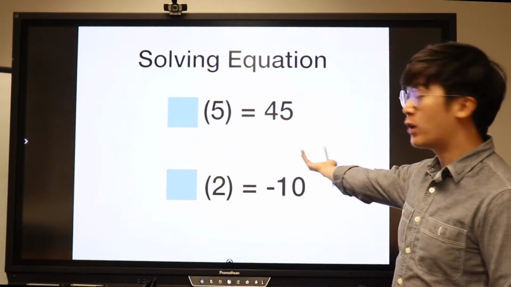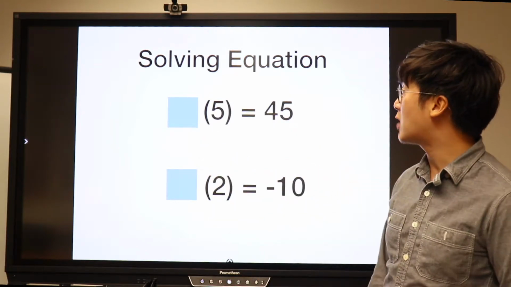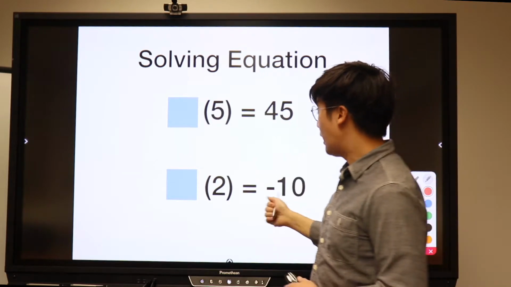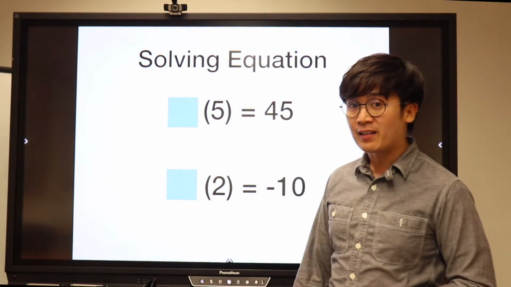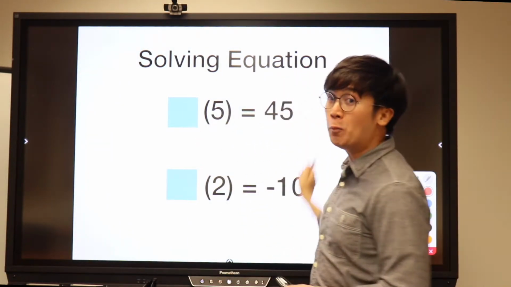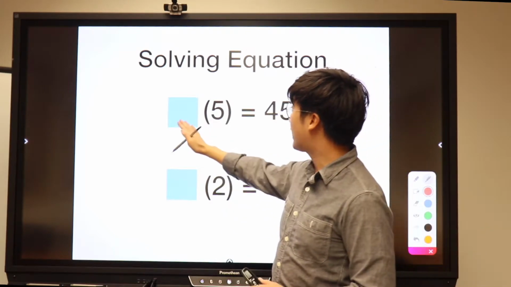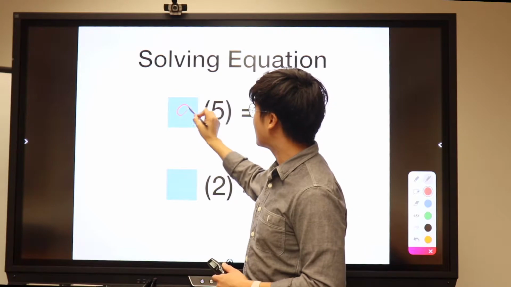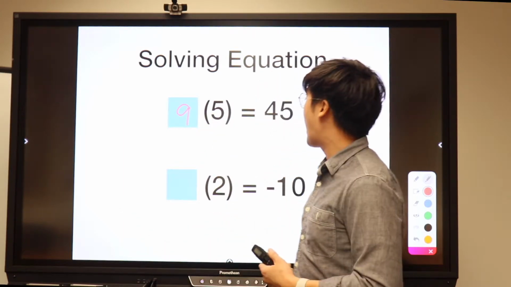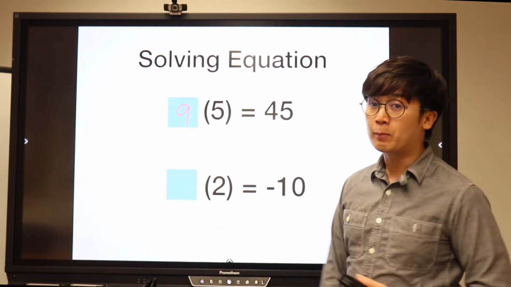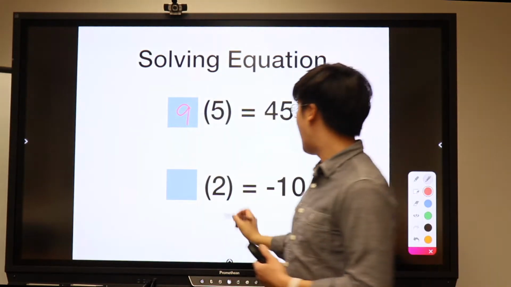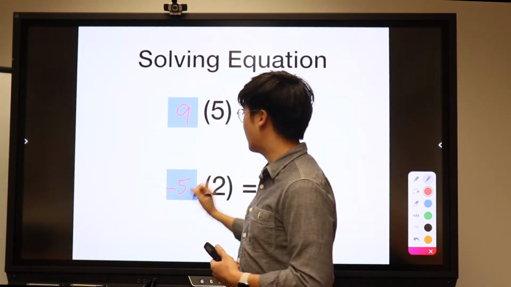So just like what I showed you a while ago, I will always start with a problem that is more familiar to them, which is this one. I will ask them to fill in the number in the box to complete the equation. So what number can I multiply 5 with for it to be equal to 45? And they will say it's 9. And in this example, what number do I need to multiply 2 with for it to be equal to negative 10? And they will say negative 5.